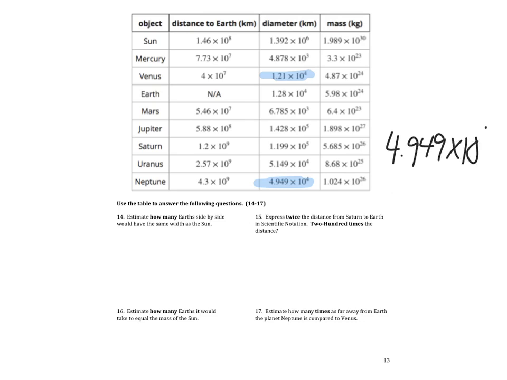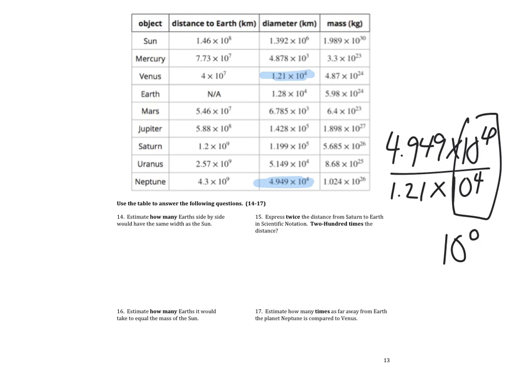So I need to do 4.949 times 10 to the fourth divided by 1.21 times 10 to the fourth. Now these, 10 to the fourth divided by 10 to the fourth, will produce 10 to the 0, which is just 1, as we know from last unit. And if we divide 4.949 divided by 1.21, we get 4.09 times 10 to the 0. This is just 1, so our answer is 4.09. So about 4 times further away. You wouldn't necessarily guess that when you look. This number is 4 times bigger than this number right there.